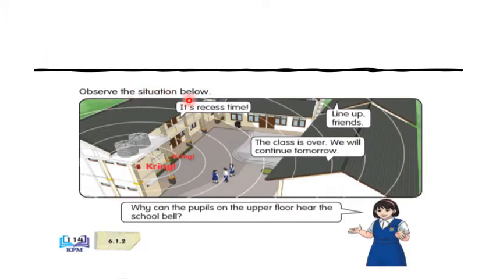Observe the situation below. Kring! It's recess time. Line up, friends. The class is over. We will continue tomorrow. Why can the pupils on the upper floor hear the school bell? This is because sound travels in all directions.